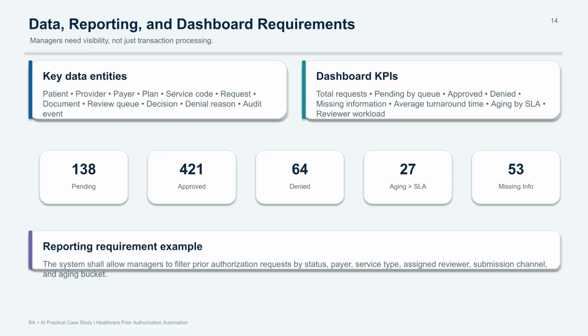Managers need visibility, so reporting requirements are important. The dashboard should show pending cases, approved cases, denied cases, missing information cases, and aging requests. These metrics help leadership find bottlenecks, measure turnaround time, and improve operations.